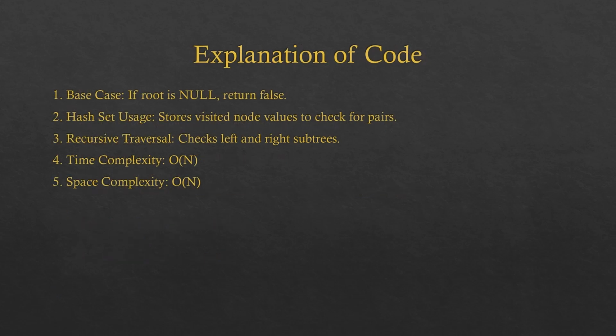The key aspects of this code are: if the node is null, we return false. The hash set is used to track the values of the nodes we have visited. If we find a value in the set that completes the sum, we return true. The time complexity is O(n) because we visit each node once, and the space complexity is also O(n) because of the hash set.